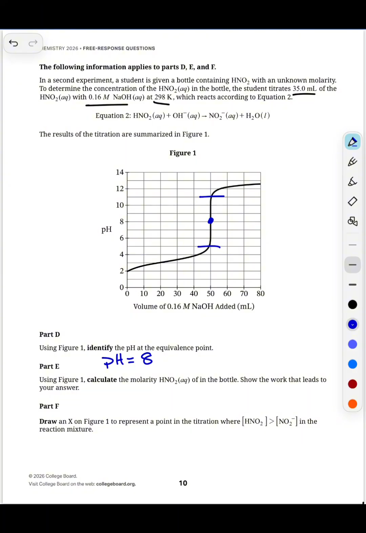One of my students said that they put a pH of 7. I would say that's a little bit too low. I would also assume that a pH of 9 is a little bit too high. It ideally should be close to 8.